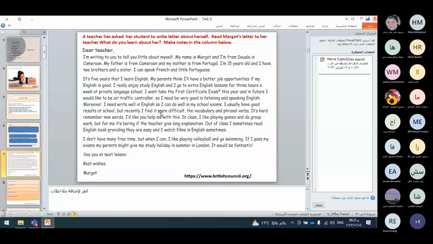Okay, let me ask you, Miss Hind, what about her writing here? Do you find that she makes some mistakes in grammar? Let's have a look at some sentences that she wrote. In this sentence, "Moreover, I need write well in English." Yes, of course: I need to write well in English. And in this sentence, "I won't take the first." Yes, another mistake here in grammar. She makes lots of mistakes in grammar, so she really needs support with grammar. Do you agree with me?